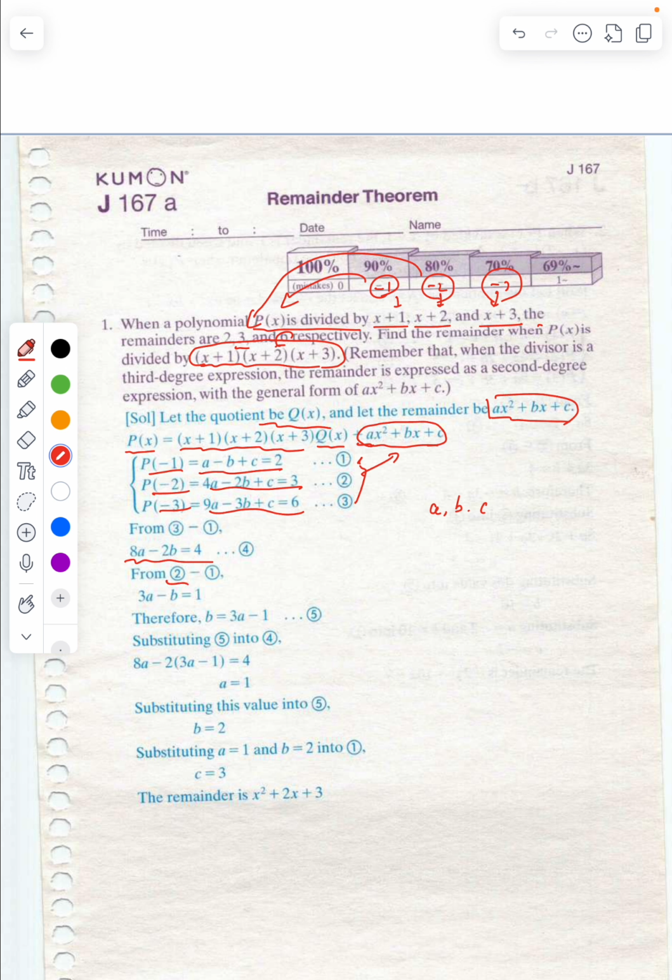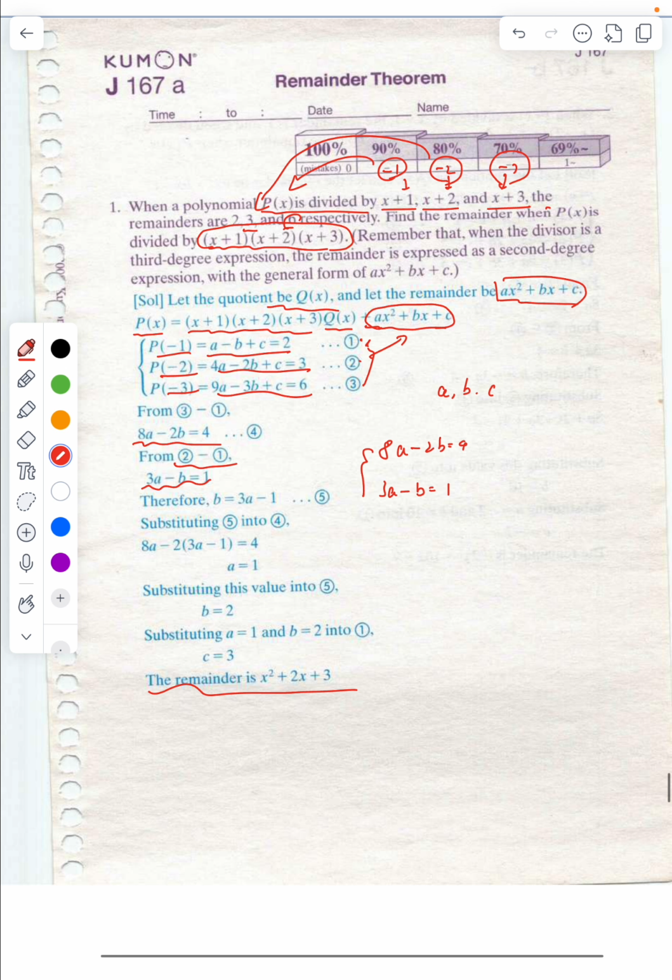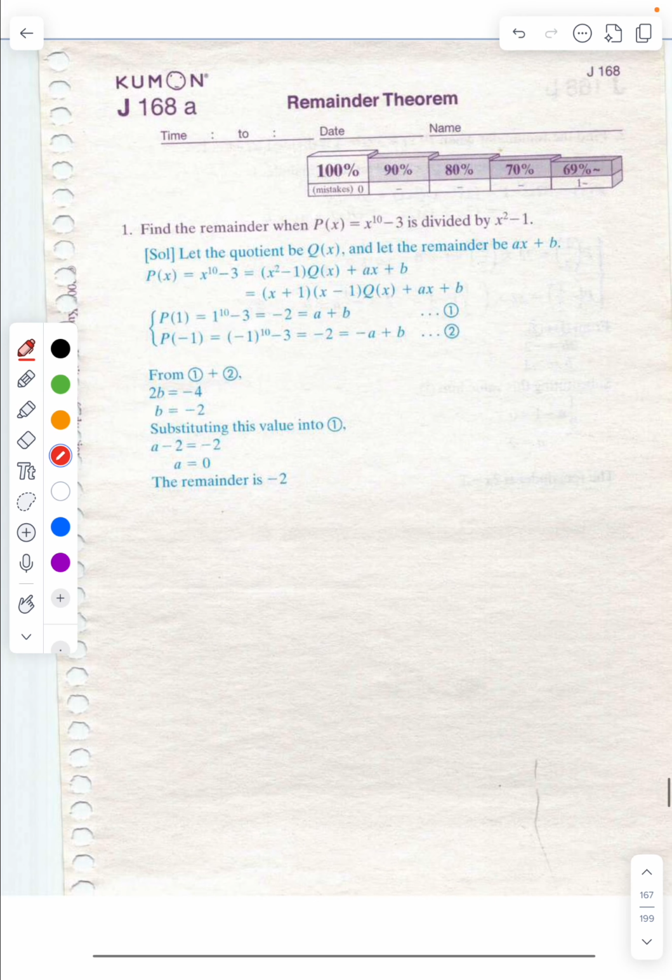And then from 2 minus 1, you'll be able to get rid of C again. Then you have another equation with A and B. Therefore, you'll have 8A minus 2B equal to 4, and then 3A minus B equal to 1. And then you can solve for A and B respectively. So when you substitute these numbers in, you'll be able to get the remainder is equal to x squared plus 2x plus 3. Okay, so that being said, I do want to also talk about 168.